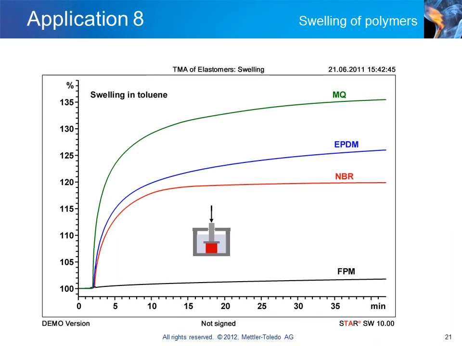FPM swells only by about 2% in toluene. The material clearly is very resistant to toluene. It can be used, for example, as a sealing ring in this solvent. The situation is very different with the other elastomers, in particular the silicone rubber, which swells by more than 35%. Swelling measurements allow elastomers and sealing rings to be specifically selected for particular applications.